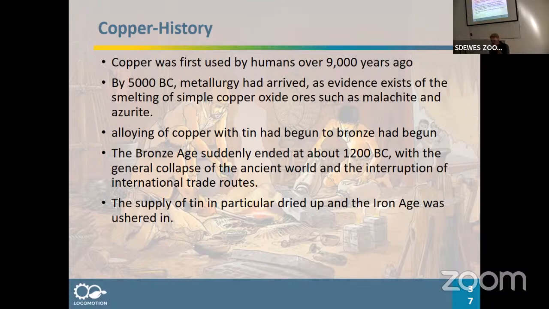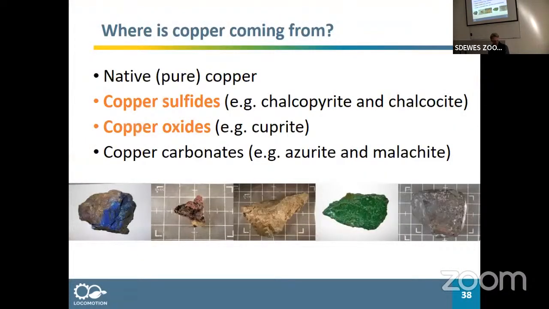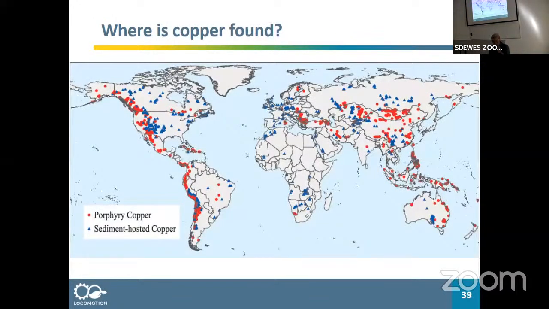It is very famous for the Mediterranean region because it determined the Bronze Age, so it was used for jewelry, weapons, and all these kinds of things. And it disappeared due to a lack of tin back in the time in this region, and then the Iron Age started to kick in. So copper is usually found in copper sulfides and oxides. Here you have some pictures of these beautiful minerals. They are quite colorful, and we can find copper pretty much all over the world.